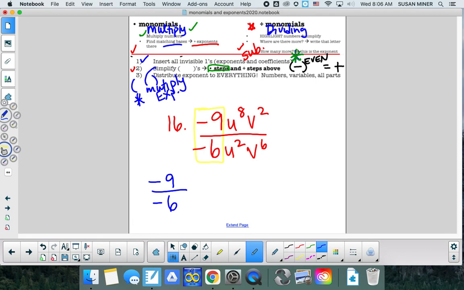A negative divided by a negative turns those positive. And then 9 divided by 6 doesn't divide evenly. So what I need to do is just reduce the fraction instead. And both of these are divisible by 3. So I can go ahead and divide both of those by 3 and get the number 3/2. And then I like to give myself a big old fraction bar because I'm going to add some letters to it, right? I've still got some letters to add to it. So I give myself a fraction bar where I have some space to add some letters to it afterwards.